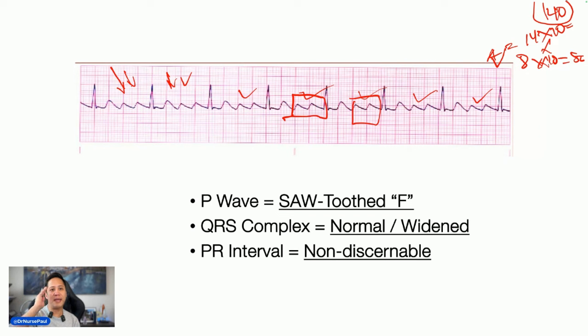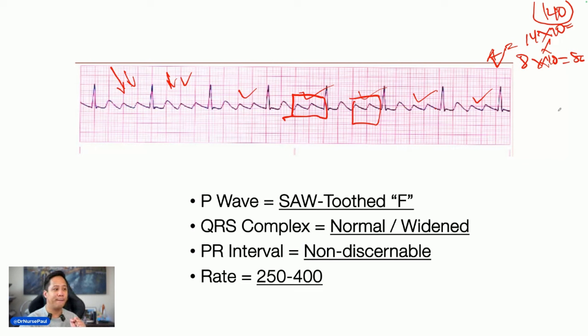Is the atria beating faster than the ventricles? Yes. Is this considered an atrial tachycardia? Yes, you are correct. This is considered an atrial tachycardia, but it has a very specific name because of its pattern. Now, one more question before I give you the diagnosis, because some people already know it. The rate can be 250 to 400, right?